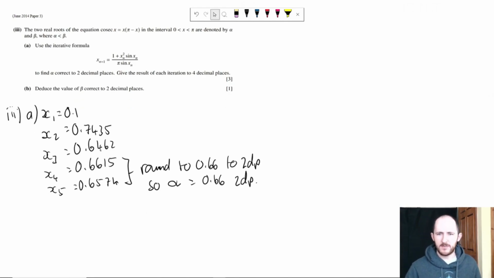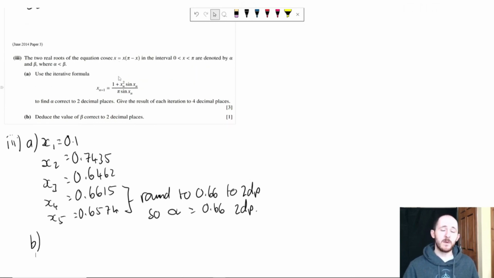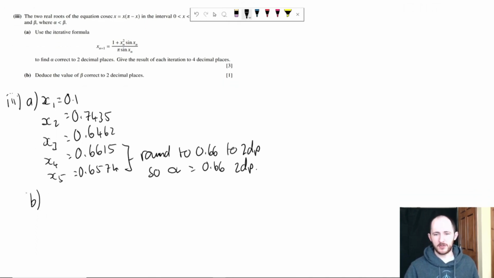Perfect. And now it says deduce the value of beta. So what your natural inclination might be is to just sub it back into this formula. There is a weakness of iterative formulas, is they'll only ever give you one solution, okay, which sucks a bit. So what you need to do instead is you need to actually use the fact that this is sine, right? So with sine, in order to find out the other trig values, all you do, again, you can remember the cast diagram if you'd like. Or if you use the graphs, you can use the graphs. I personally use the cast diagram.